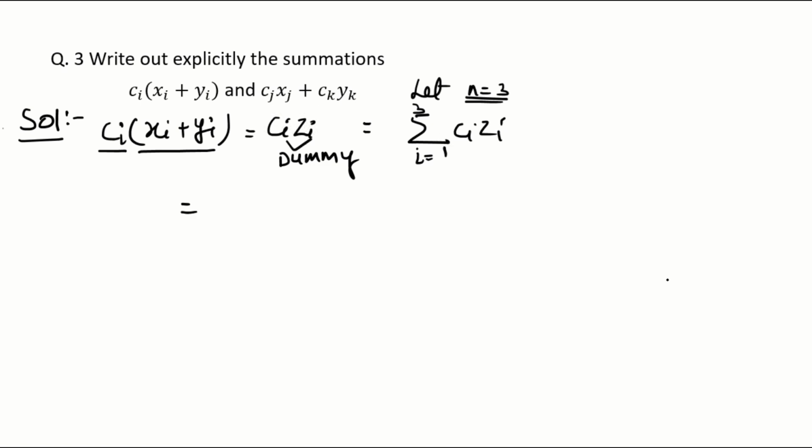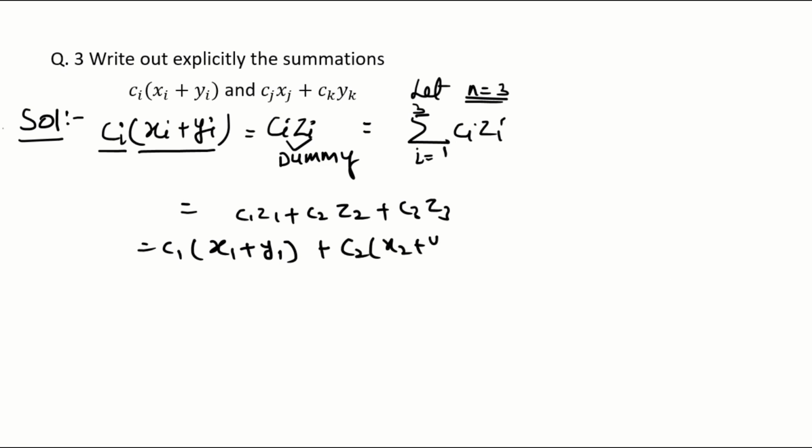So let's put i equal to 1, so c1 z1 plus c2 z2 plus c3 z3. Now what is z1? z1 is x1 plus y1, so let us substitute in terms of x and y: c1 (x1 plus y1) plus c2 (x2 plus y2) plus c3 (x3 plus y3). That's it.